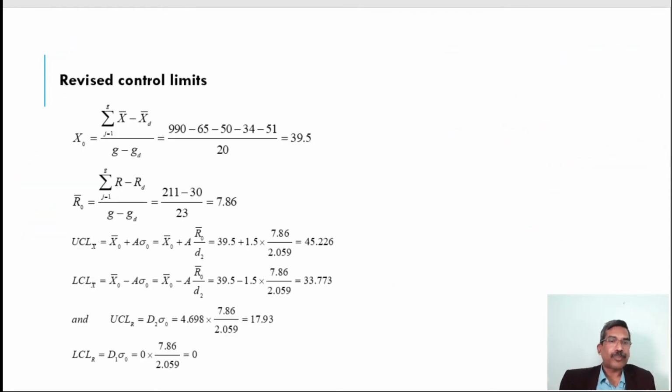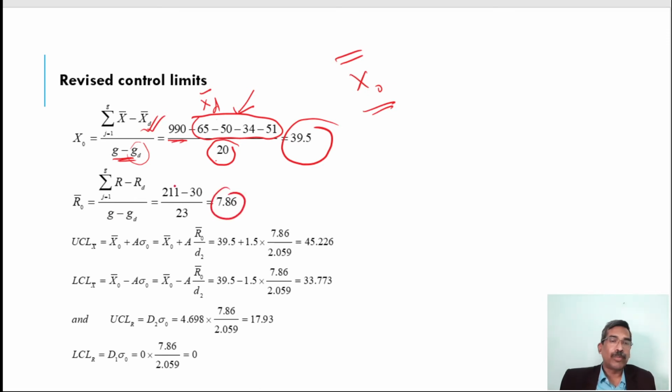So you can see here there are four subgroups which are out of control in the X bar chart. So these are discarded. Now the remaining subgroups are only 20 out of 24. So this is g minus gd, which means the discarded subgroups are deducted from the total number of subgroups. So this is 24 minus 4. We have discarded 4 subgroups, and the X bar values of these subgroups are discarded from this total value. So this is the new value of X double bar. Similarly, in the case of R bar new, you can see that only one subgroup is out of control.